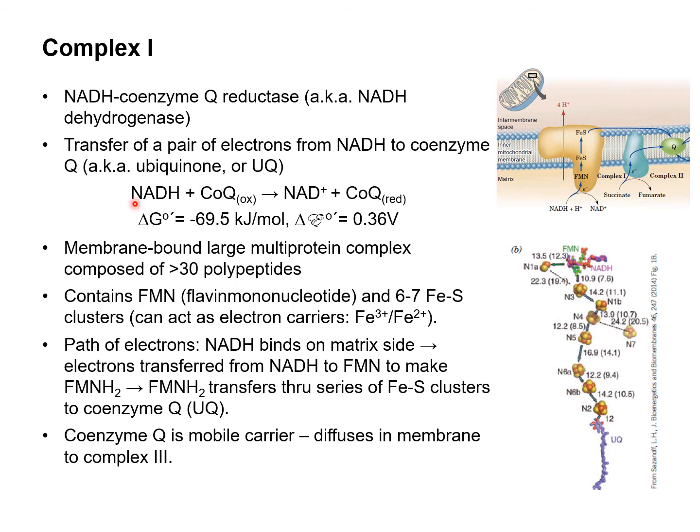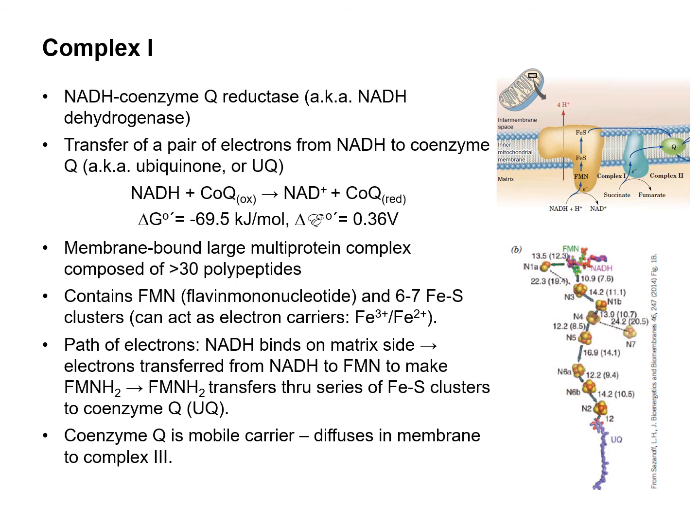And the total reaction will be the NADH plus coenzyme Q, that is oxidized form, converted to NAD plus and coenzyme Q, that is reduced form, with the delta G naught prime value minus 69.5 kilojoule per mole, so it's a spontaneous reaction, and delta E naught prime is here 0.36 volt. And this complex 1 is a membrane-bound large multi-protein complex, which is composed of more than 30 polypeptides.